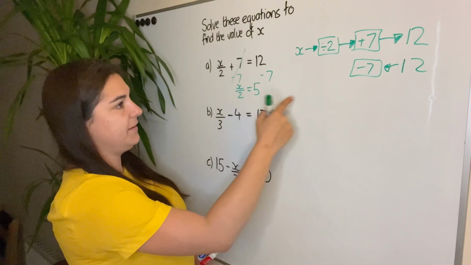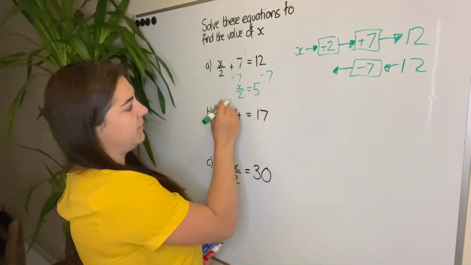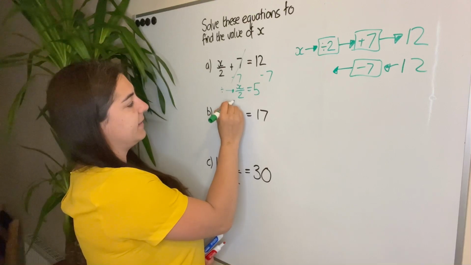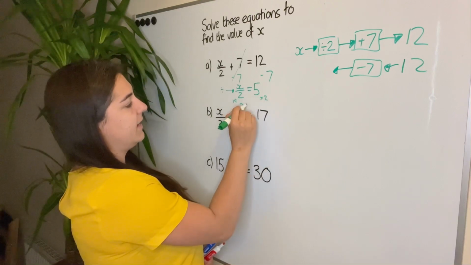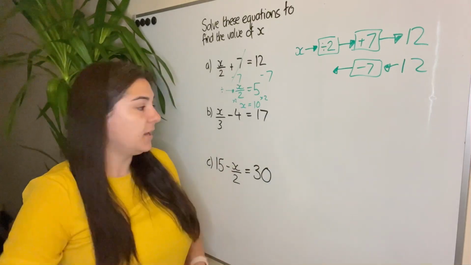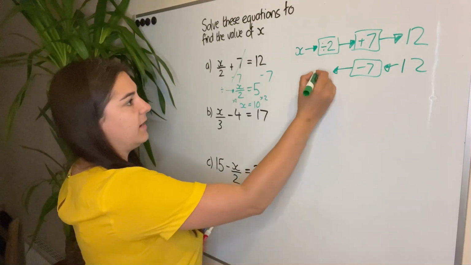Something divided by 2 leaves me with 5. What do I have to do? The inverse. Remember, this means multiply. So I times both sides by 2, and I'm left with x equals 10. And I've solved it. Whenever you've got x on its own, you have finished. You have solved the equation.